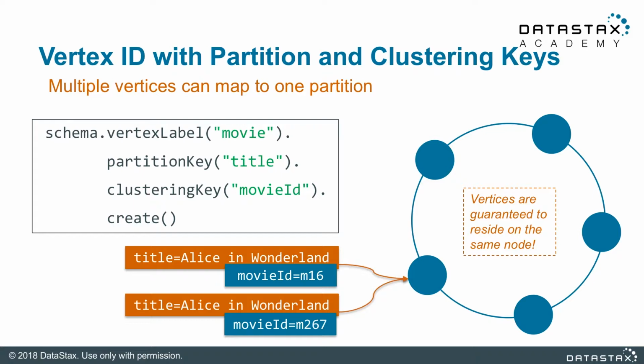share the same node. Here you can see that we have two vertices with a partition key of Alice in Wonderland. It would be very efficient to retrieve all movies with a given title by simply traversing on the partition key only. DSE Graph will translate these operations to Cassandra partition access patterns, which are very efficient.